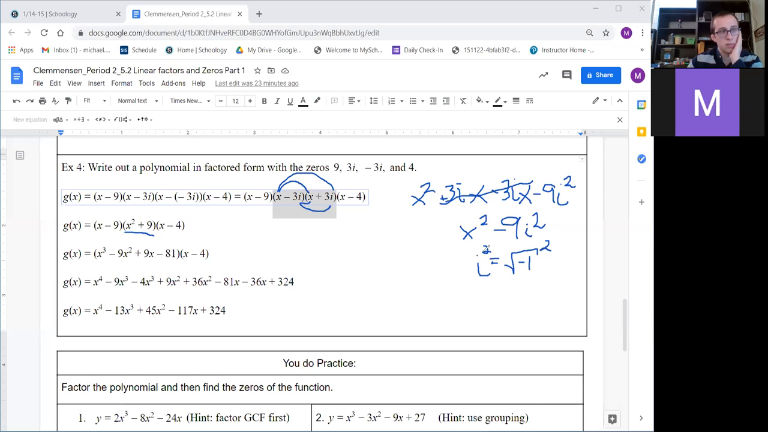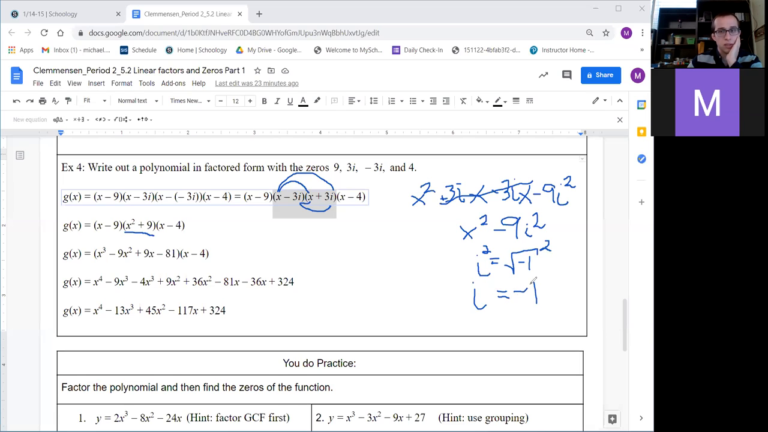It's one correct answer. Can anybody else tell me what the answer is? Perfect, the two correct answers. Anybody else? So when the square root of a square, those two cancel out. I'm just left with the -1 over on this side. And so i squared equals -1.